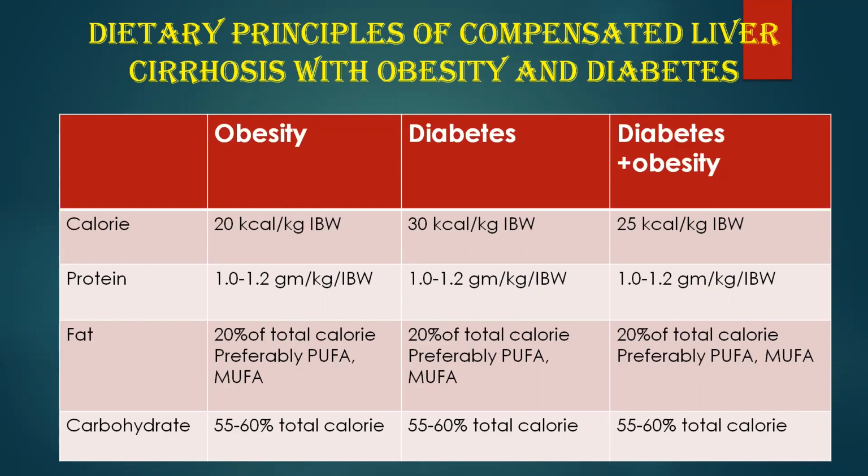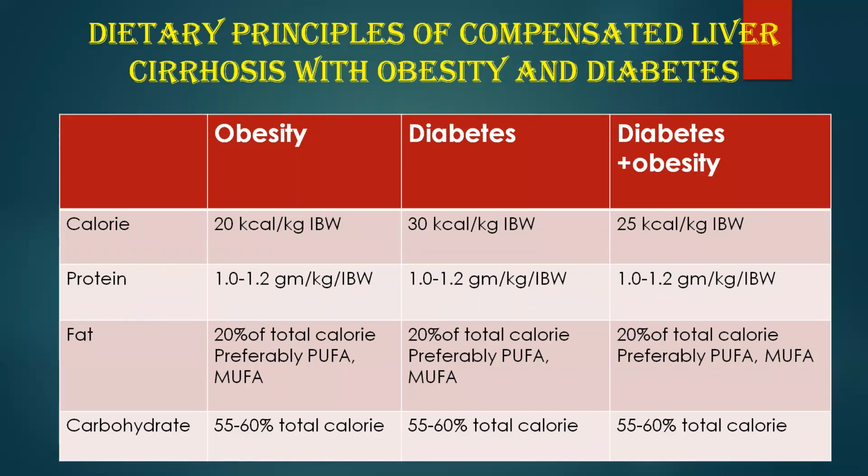So 20 kilocalorie per kg of ideal body weight for obesity and diabetes. Some diabetic patients may be obese and some may not be obese. So 30 kilocalorie per kg of ideal body weight is required. And if the person has diabetes with obesity, it should not be more than 20 to 25 kilocalorie per kg of ideal body weight.